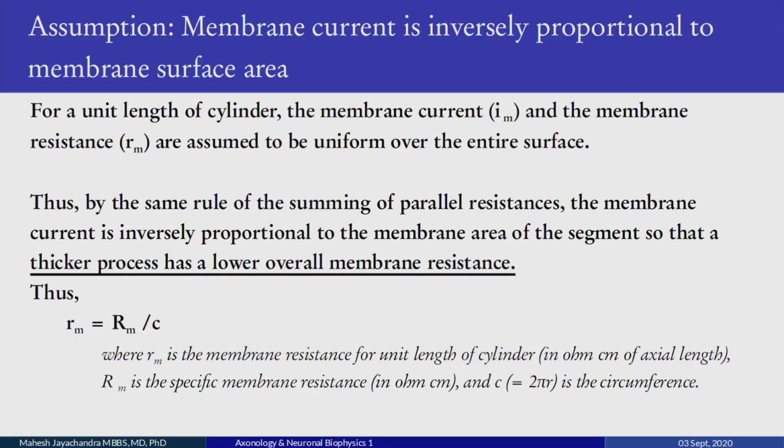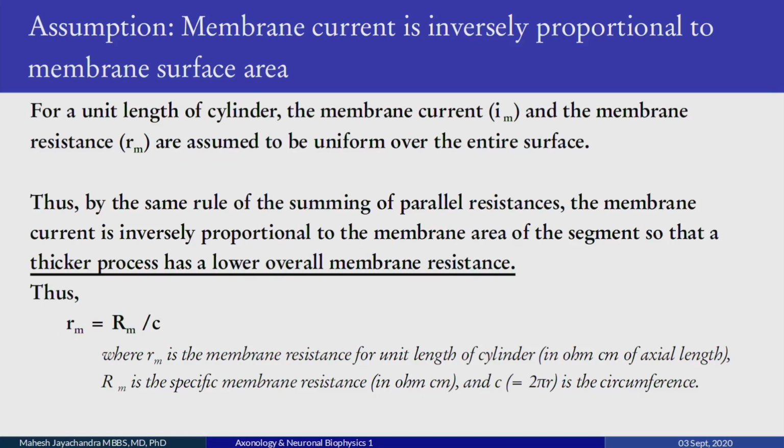So membrane current is inversely proportional to the membrane surface area. For a unit length of cylinder, that's the axonal cylinder, the membrane current I subscript M and the membrane resistance R subscript M are assumed to be uniform over the entire surface. Thus, by the same rule of summing parallel resistances, the membrane current is inversely proportional to the membrane area of the segment, so that a thicker process has lower overall membrane resistance.